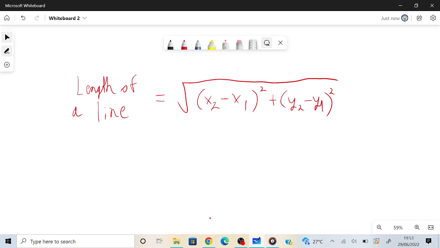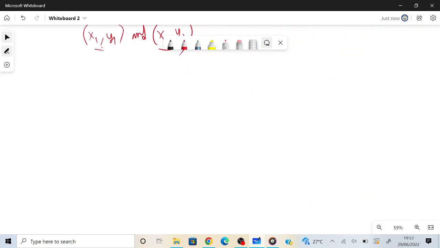And of course the two coordinates that will be given to you will be in the form of something like this: (x1, y1) and (x2, y2). And all you have to do is substitute your values into the formula and then get your eventual answer. So let's have a look at the first example.